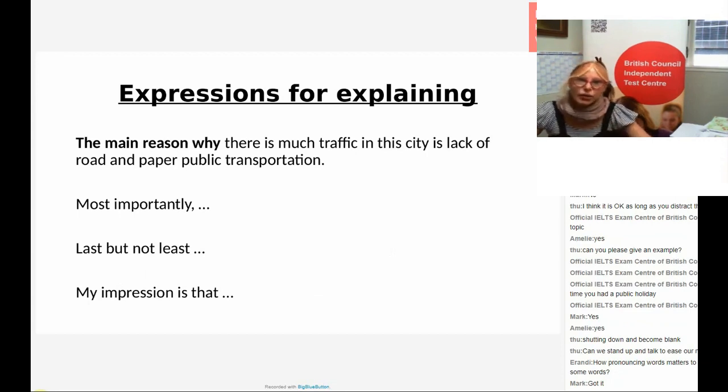All right, got it. Okay, so let's move on to the next part of the lesson, which is just teaching you some expressions for different situations. Let's think about the expressions that we might need for explaining things. Let's say that you are trying to explain why there is a lot of traffic in your city. A good way to start is by saying the main reason why, or the reason why. The main reason why there is much traffic in the city is lack of road and it should be proper public transportation. Another phrase that you could use would be most importantly. If you're trying to emphasize something that's important, you can say most importantly. If you're coming to the end of what you're saying, you can say last but not least. And if you are just wanting to give a little bit of an opinion, you can say my impression is that.